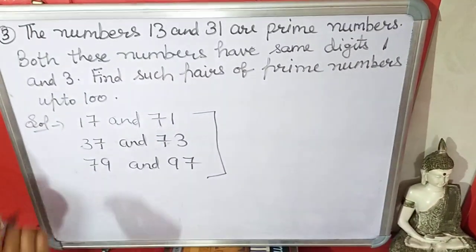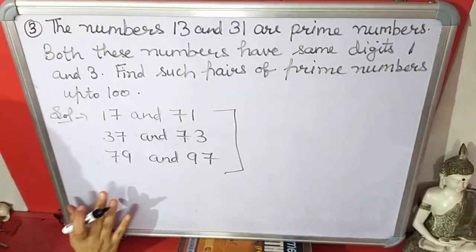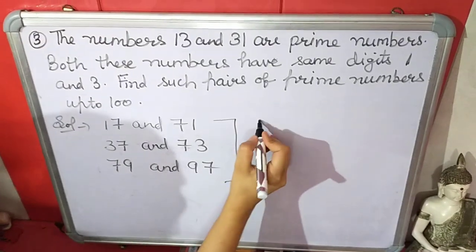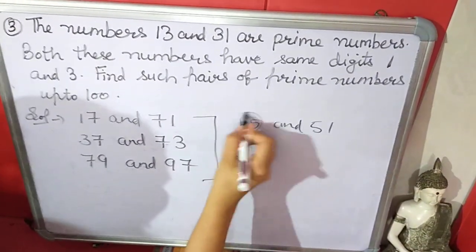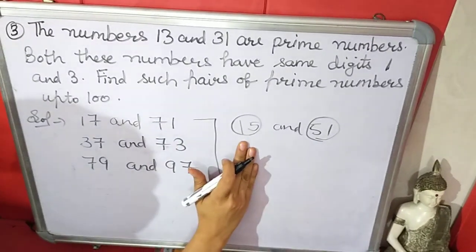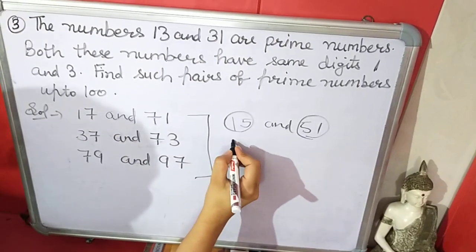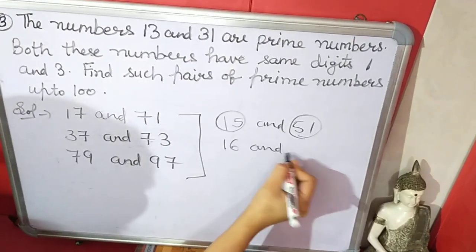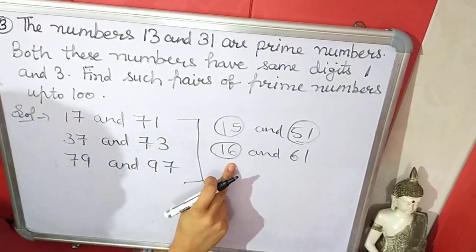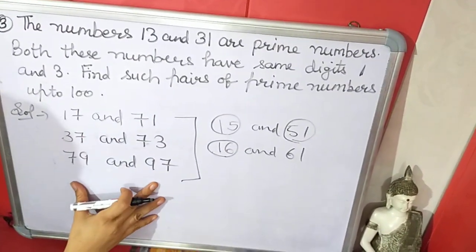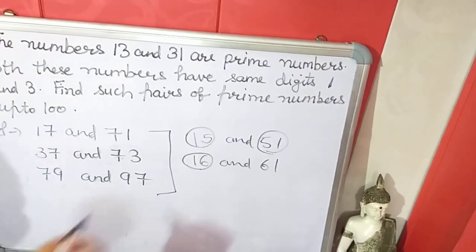Up to 100 we have only 3 pairs. If I take 15 and 51, these are not prime numbers because they have more than 2 factors. Similarly, if I take 16 and 61, 16 is not a prime number. So only 3 pairs we have up to 100 that are prime. These are not.